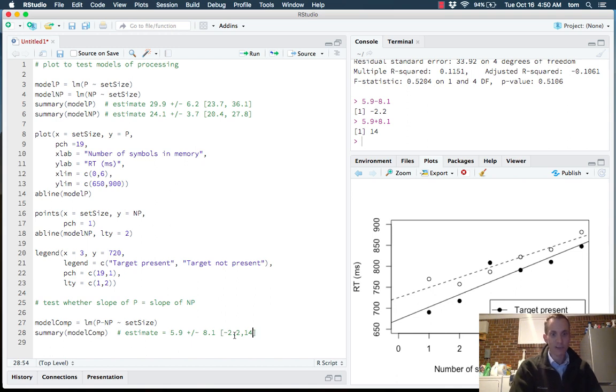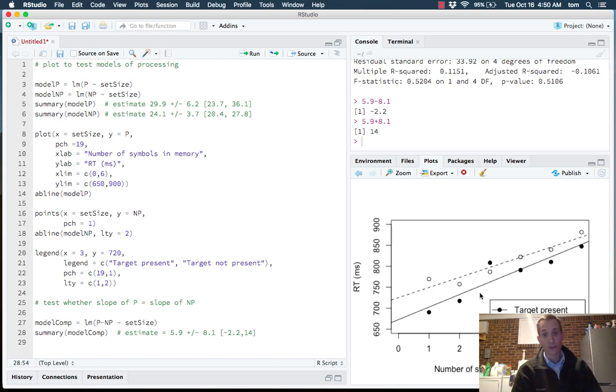And so this is a way that we would, by an inferential procedure, decide whether the slopes are the same or different. So at least on the data that we presented in this video and that we started with in the last video, it appears that our participants are exhaustively searching the entire memory set regardless of whether the target is present or the target is absent. What an inefficient thing to do.